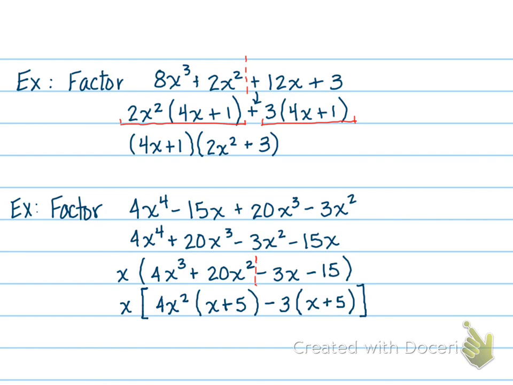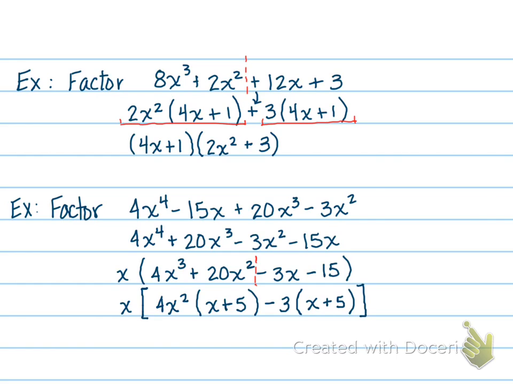So again, that's a place you just want to be careful. Think about actually distributing the negative 3, and you can see how you get the negative 3x minus 15. Whereas if we put a minus 5 there, that would give us a positive 15, and that's not what we started with.